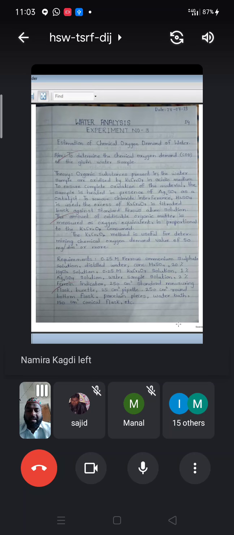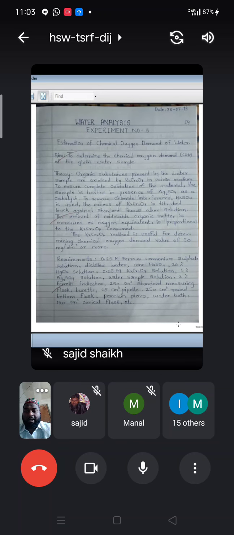The aim of this experiment is to determine the chemical oxygen demand of the given water sample. You have been provided the water sample, and for that you have to determine the COD. Then we will talk about the theory.